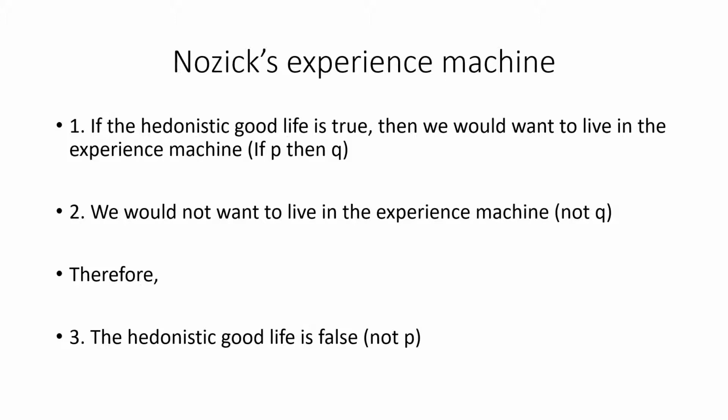Before we go into the thought experiment, in philosophy sometimes there's views about what counts as a good life. What is the good life? And some philosophers believe that the good life is a life where you've experienced the most amount of pleasure and the least amount of pain. So this is known as the hedonistic good life. So most amount of pleasure, least amount of pain, you've lived a good life. Nozick puts forward this experience machine as a thought experiment to address this hedonistic good life.